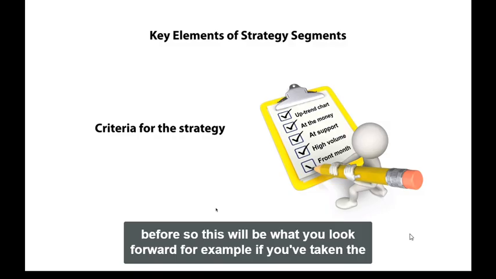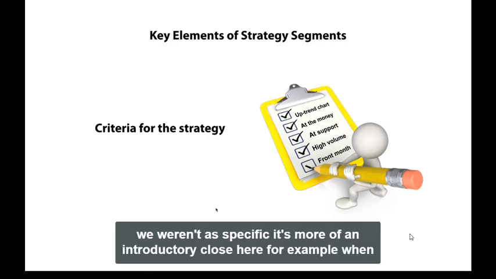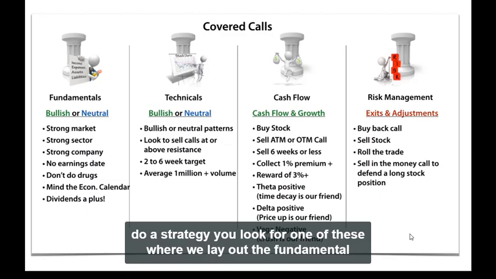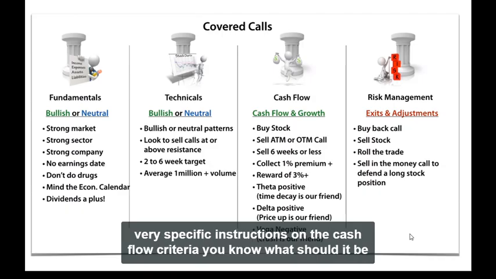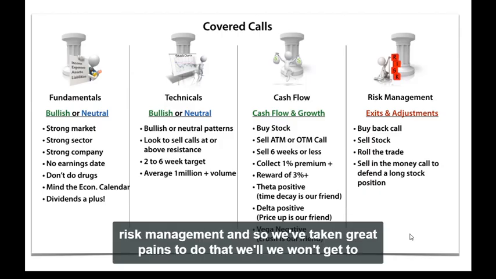For example, if you've taken the 4 pillars of investing, you know what a covered call is. But in the 4 pillars, we weren't as specific. It's more of an introductory course. Here, when we do the covered call module, every time we do a strategy, you look for one of these where we lay out the fundamental criteria, the technical criteria, and very specific instructions on the cash flow criteria. What should it be in terms of delta, theta, vega, what numbers should be in there, and then the risk management. And so we've taken great pains to do that.